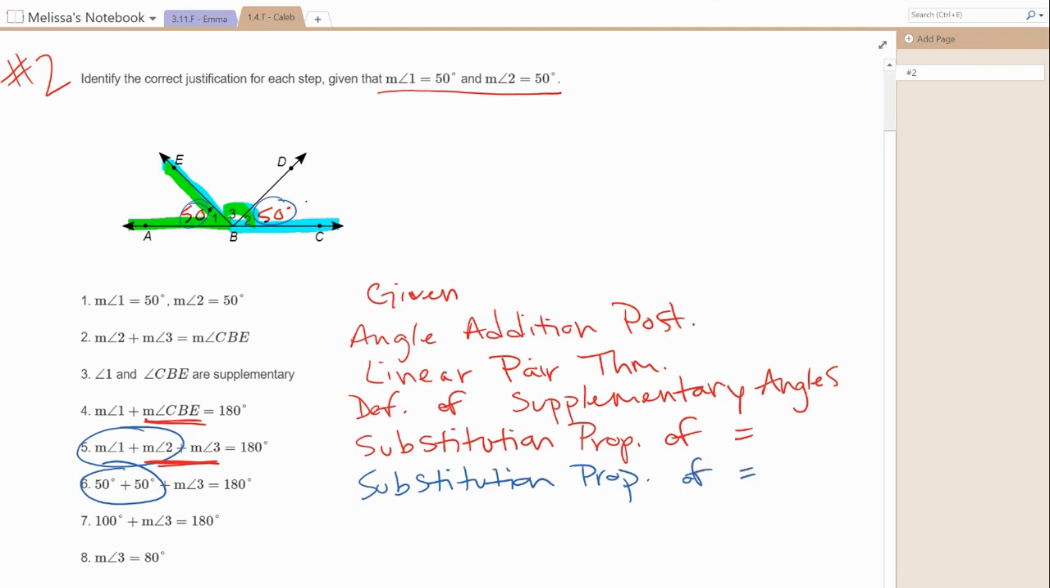Then the next step, it says 100 plus the measure of angle 3 equals 180. So you can see here, all they did was just added the two 50s together. So we can call that simplifying. And then our very last step, it has the measure of angle 3 equals 80. So looking at our previous step, how could they have gone from step 7 to step 8? Well, they would have had to subtract 100 from both sides to get 80. So then this would be subtraction property of equality.